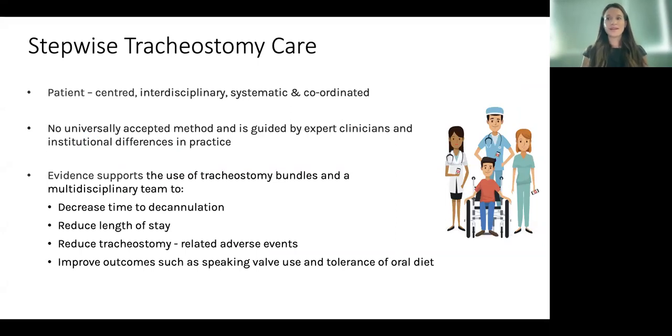So the literature highlights the need for a systematic patient-centered approach to trachea care. There are institutional variations in practice that's guided by expert clinicians with the goal for a timely and safe removal of a tracheostomy. The evidence supports the use of the multidisciplinary coordinated approach to tracheostomy management and leading to a reduction in adverse events, length of stay, and decannulation.